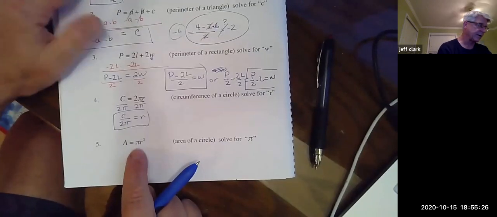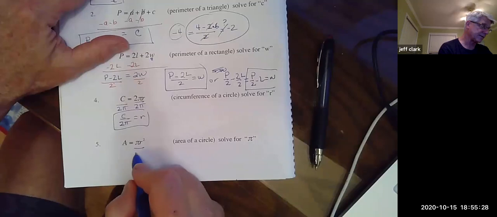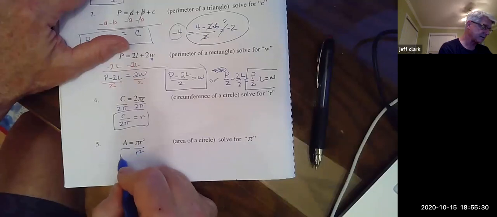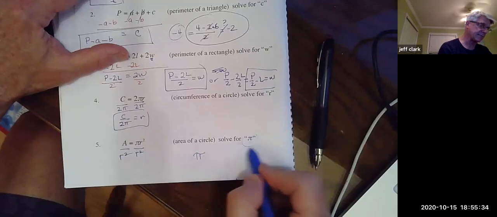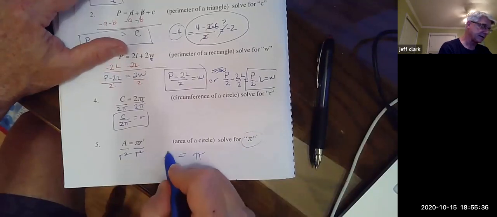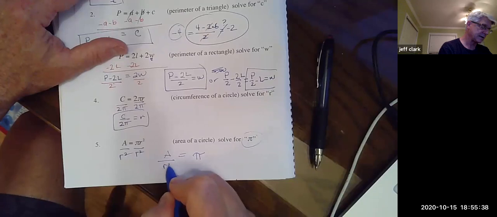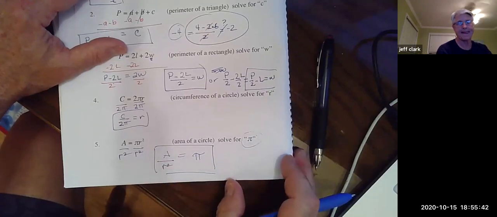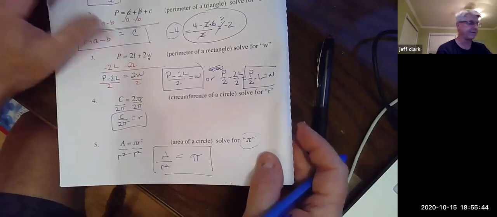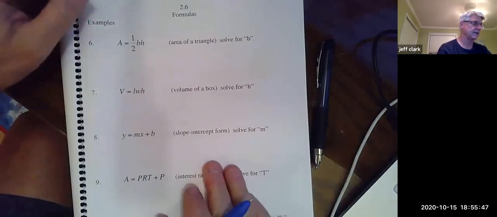Okay, this one here, I'll get rid of the R squared. So divide both sides by R squared. So it looks like pi is on the right-hand side because I want to get pi by itself. Okay, flip the page. A few more.